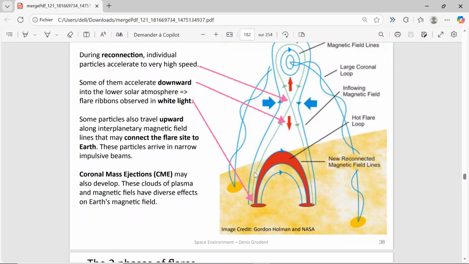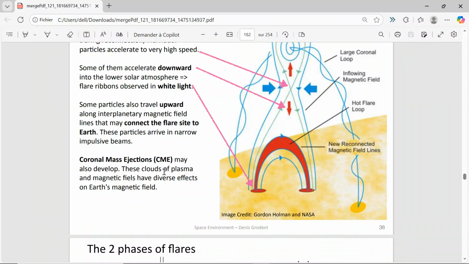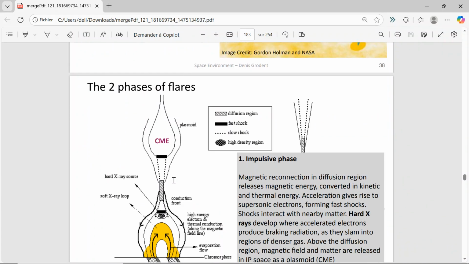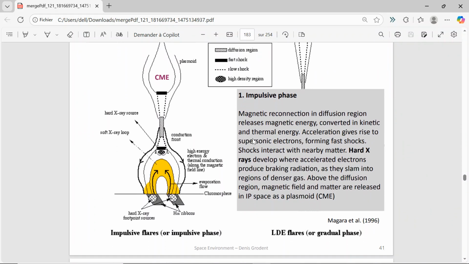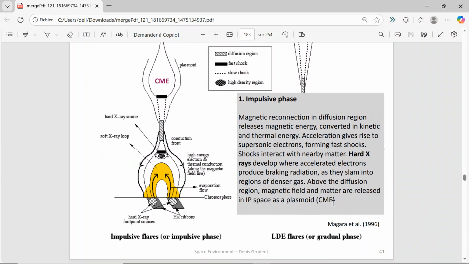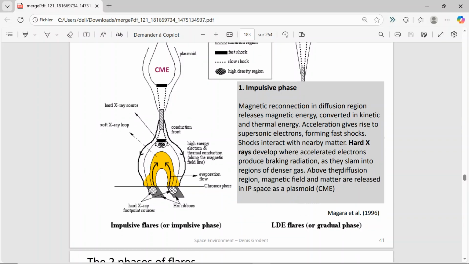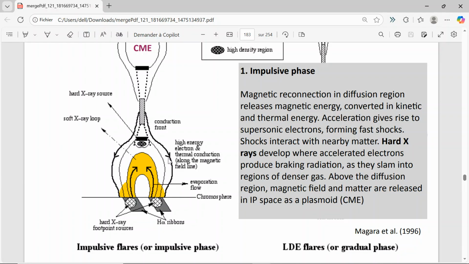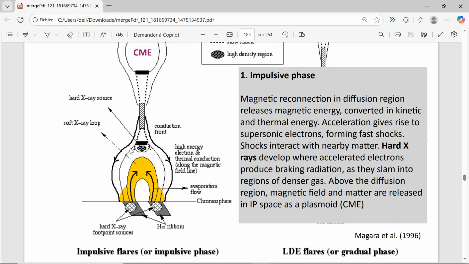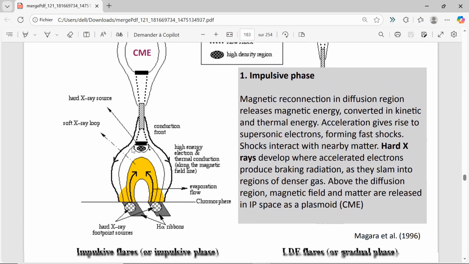So it can lead, for the strong events, to coronal mass ejections that are clouds of plasma and magnetic fields that have diverse effects on Earth's geomagnetic field. The two phases of the flares I explained before. We got an impulsive phase: magnetic reconnection in the diffusion region. Acceleration gives rise to supersonic electrons, so they are very charged particles, very energetic ones. Hard X-rays are developed where accelerated above the diffusion region, and magnetic field and matter are released into interplanetary space as a plasmoid called the CME. So this is a representation of what's happening right here, where you have the reconnection and the release of those X-ray sources.